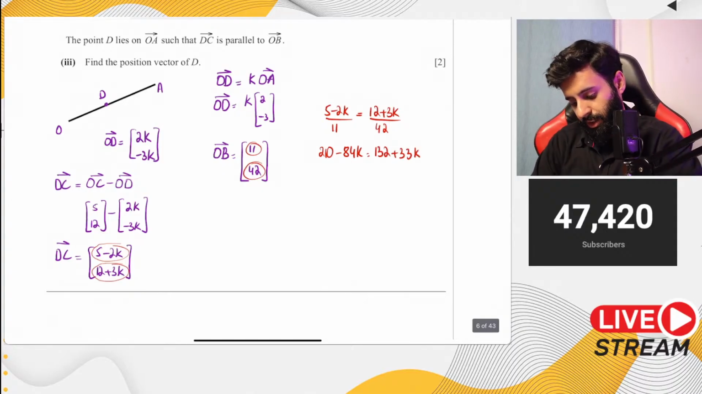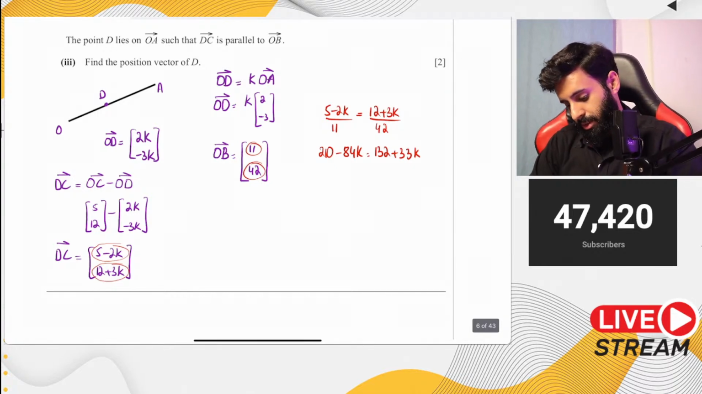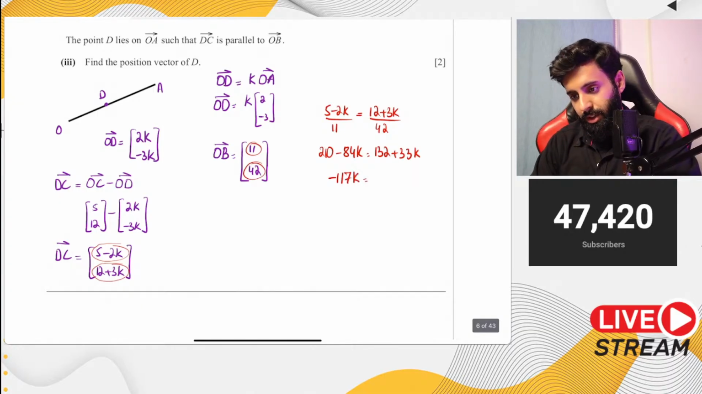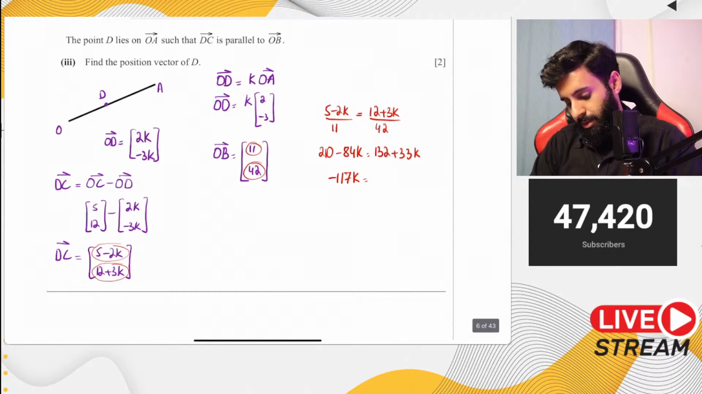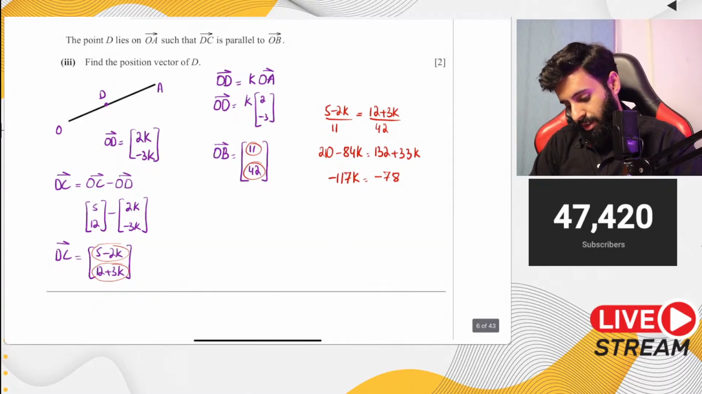So let's get all the K's on one side and all the constants on the other side. So minus 84 minus 33, that's equal to minus 117K, and 132 minus 210, that's equal to minus 78. Yes, 132 minus 210. So K turns out to be 2 upon 3.